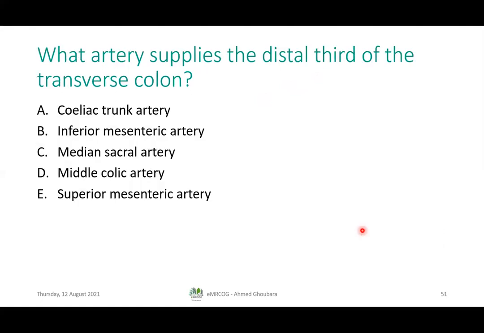Okay, good. So question, what artery supplies the distal third of the transverse colon? Distal one-third of the transverse colon. Inferior mesenteric artery. Perfect. Good.